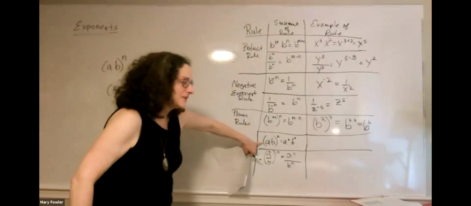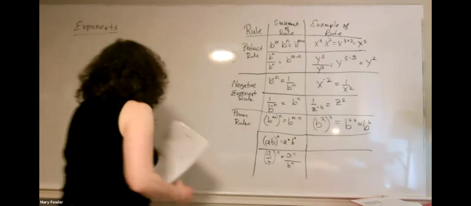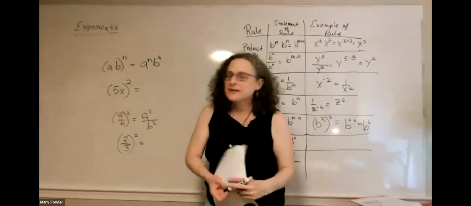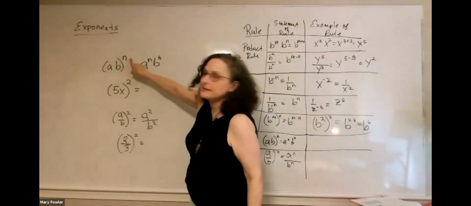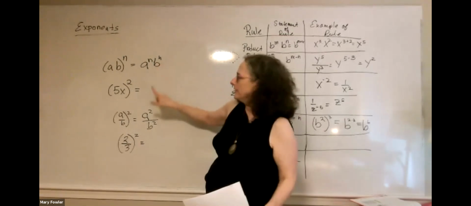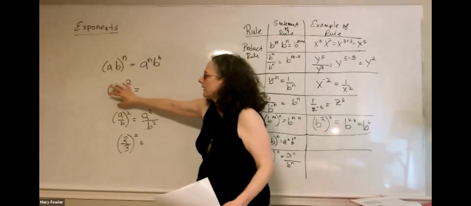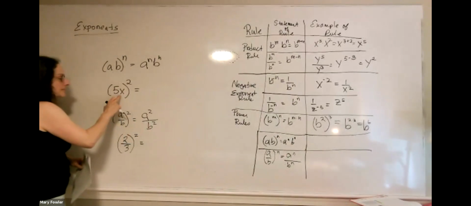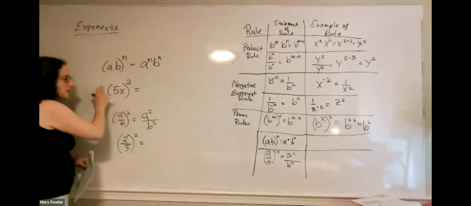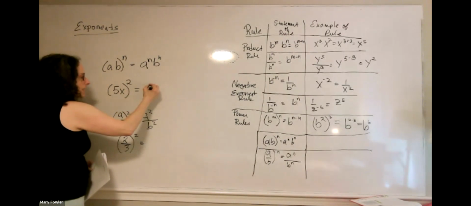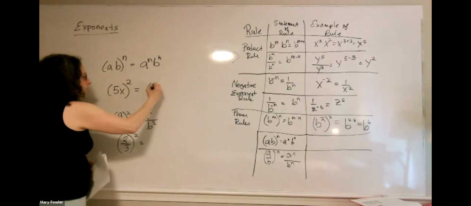Okay, and so we're going to move on to this second kind of power rule. It says, if we look at a times b and we raise it to the nth power, then that's going to be a to the n times b to the n. All right, so I'm going to explore that. So we have 5x, that whole quantity raised to the 2nd power. We have the answer, but I just want to explore it and show why this rule works.